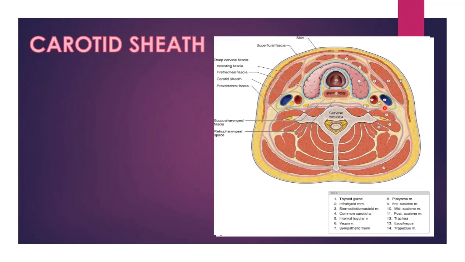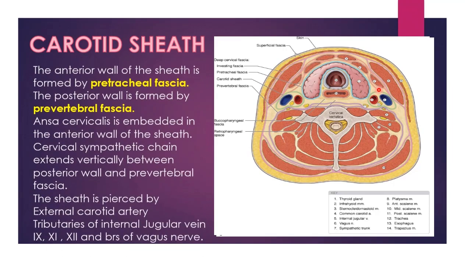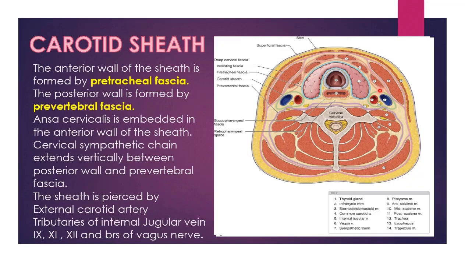Now, on the posterior wall of the sheath, between the prevertebral fascia and the carotid sheath, you come across the sympathetic trunk. Posteriorly it is the sympathetic trunk. On the anterior wall, what you see is the Ansa cervicalis, and the cervical sympathetic trunk you can see posteriorly related to the carotid sheath.